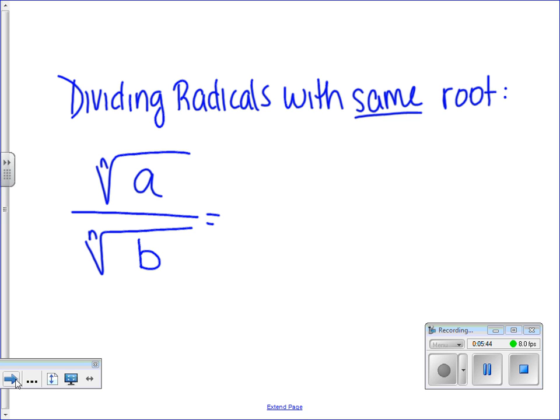The nth root of a divided by the nth root of b is the same thing as just writing it all under one radical, a over b. Okay, so keep that in mind. What's really important, again, is that they have the same root. So in this case, the root was n. They both have a root of n. Keep that in mind.